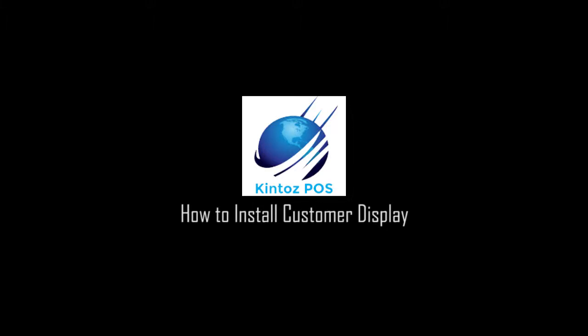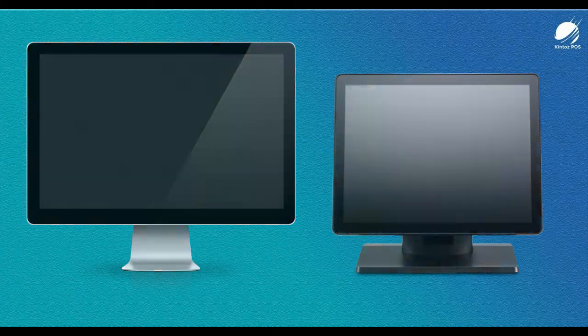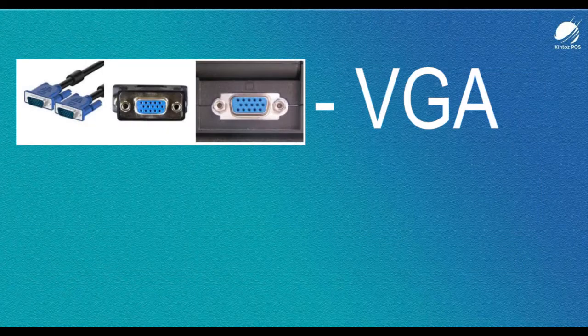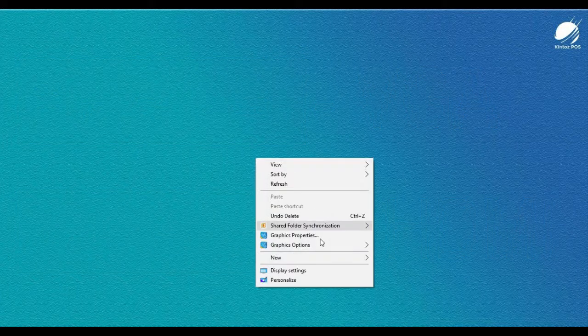Let's get started. In this video, we will guide you on how to set up a customer display monitor. First off, if you are installing a second monitor to your POS machine, check the available ports. You may use either a VGA port or an HDMI. Once you've connected a secondary display, check your display settings.